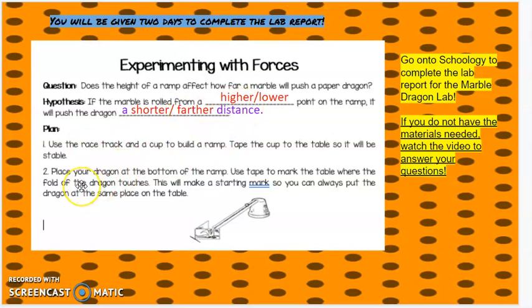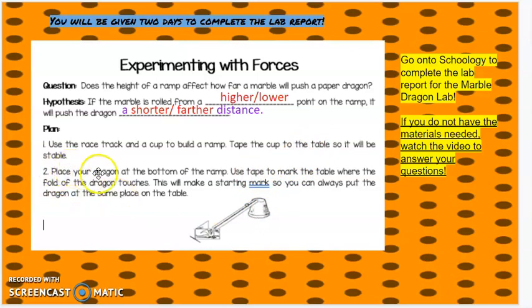Then for your plan, this is your instructions on what you're doing for your lab. Number 1, use the racetrack and a cup to build a ramp. Your racetrack is your ruler with a groove, so your ball or marble can go down in there. Tape the cup to the table so it will be stable. If you have a cup, great. If not, you can use a book. You can lean it up against a table. There's all kinds of ways that you can do this.